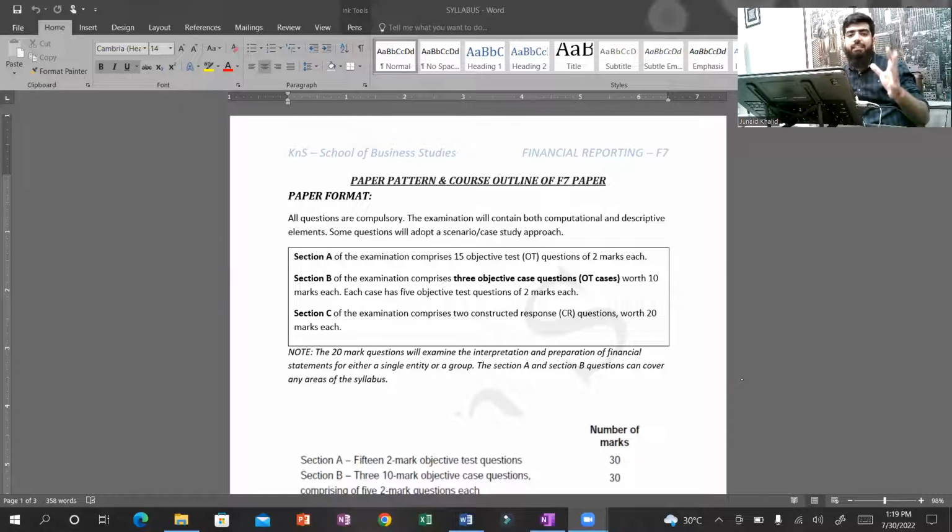Many students and candidates say that it's completely the same as F3, which we have done at FIA level and foundation level. It's not the same. There is a huge difference in it. We'll discuss that later.